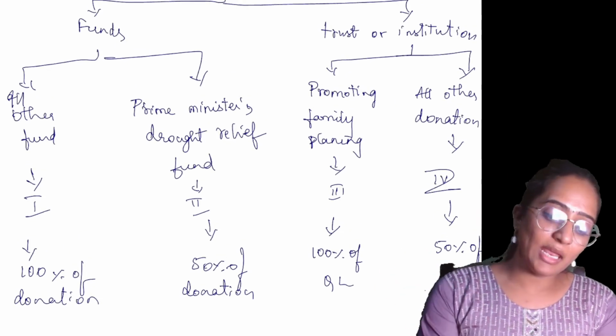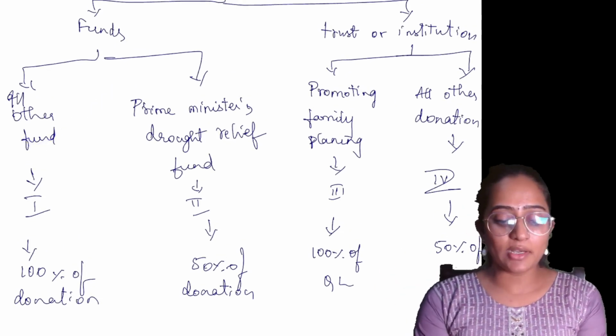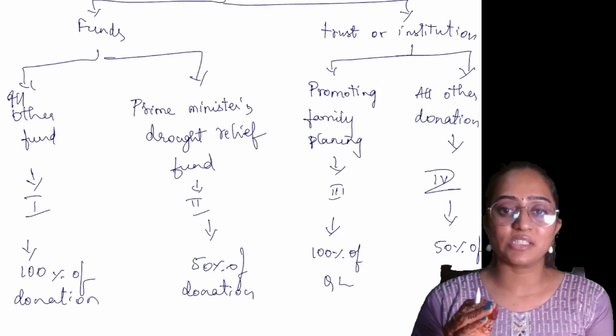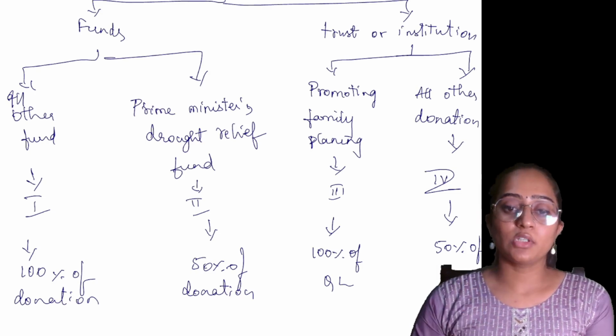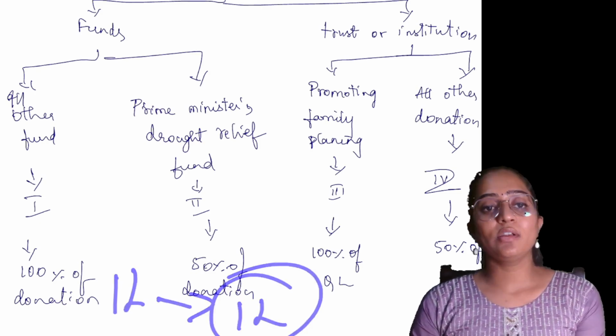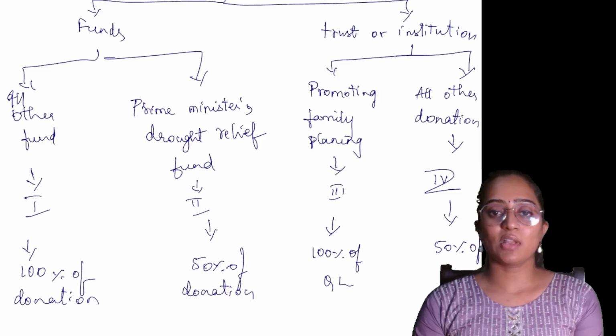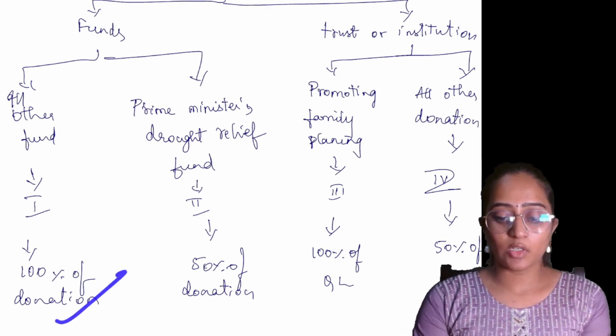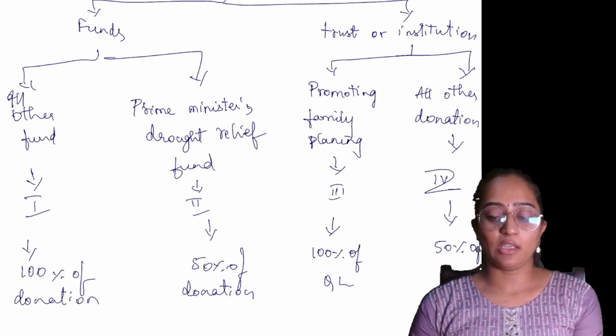Suppose you make it for any other fund, it is going to be 100% of the donation. If you make a 1 lakh rupees donation, you will get 1 lakh rupees as your deduction. That is 100% of the donation allowed as deduction. Clear? Now, any other fund, 100% of the donation; Prime Minister's Drought Relief Fund, 50% of the donation.